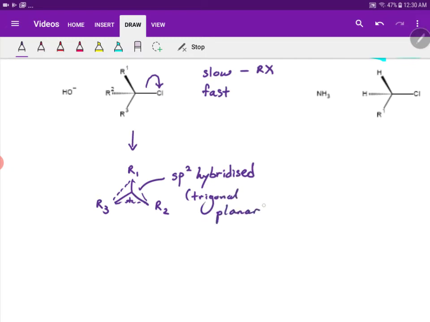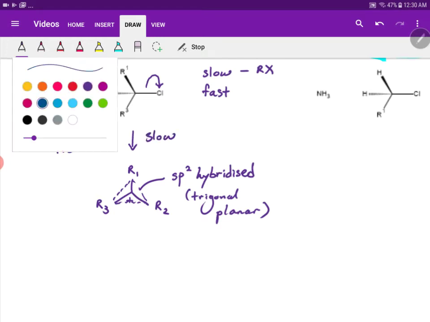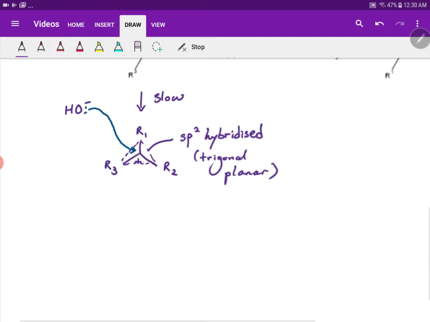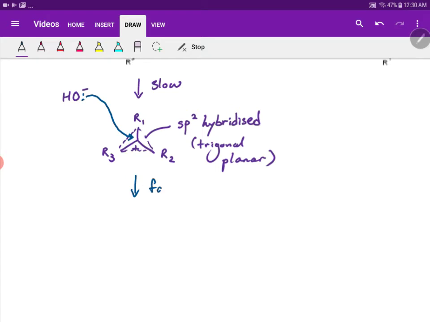So what is going to happen is that this OH minus, in the second step, is going to attack this positive carbon. This is a very important step, and this is the fast step. And because it is trigonal planar, you can either attack from the top or from the bottom, like I mentioned just now. If you attack from the bottom, it will give you another product.